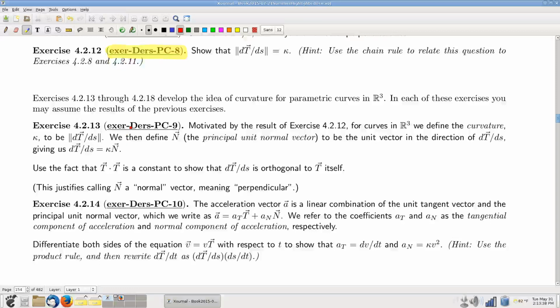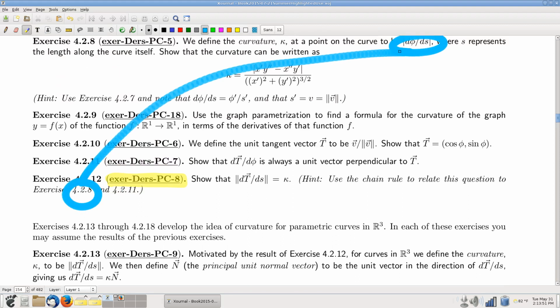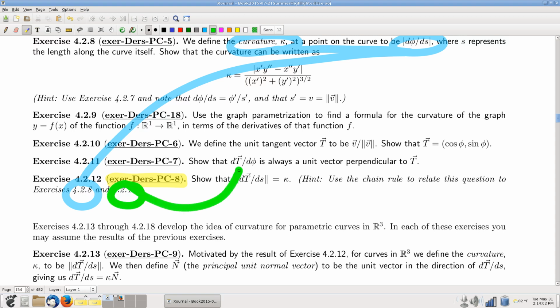Okay, so the trick on this problem is to use the hint pretty liberally. Specifically, notice that, like I just said a second ago, 4.28 is that curvature is the absolute value of d phi ds. And 4.2.11 is a reference to dt d phi.